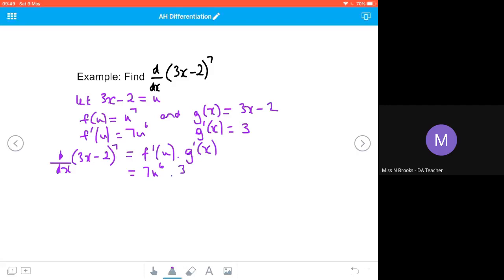So our next line of working out is going to be that we need to work out this derivative, and we need to substitute back in our value of u. So our value of u was 3x minus 2. So we've got 7 upon 3x minus 2 to the power of 6 multiplied by 3. And then we're going to gather our like terms together. So 7 times 3 is 21 upon 3x minus 2 to the power of 6. So our derivative of 3x minus 2 to the power of 7 is 21 upon 3x minus 2 to the power of 6.